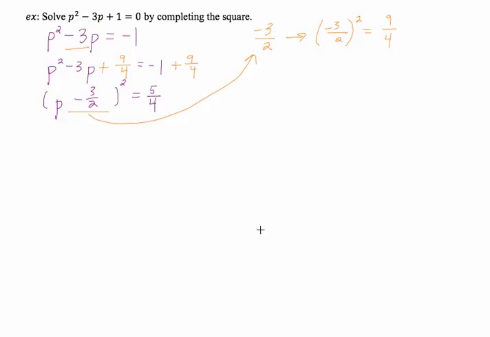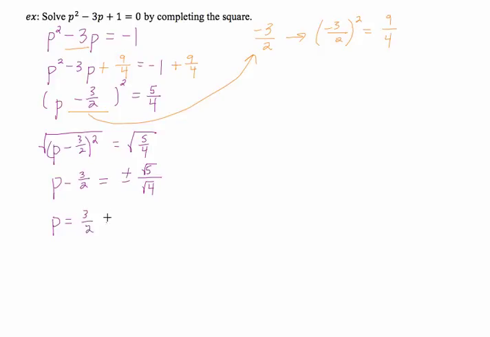And now we have an equation that is a perfect square on one side, so we can take the square root of both sides. And on the left, the square root and square cancel, and because we're taking the square root of a variable squared, don't forget that plus or minus on the other side. Now on the right, we have the square root of 5/4, and because I can take the square root of 4, I'm going to write that as the square root of 5 over the square root of 4, because that denominator will simplify. So then to solve for p, all we need to do is add 3/2 to both sides.